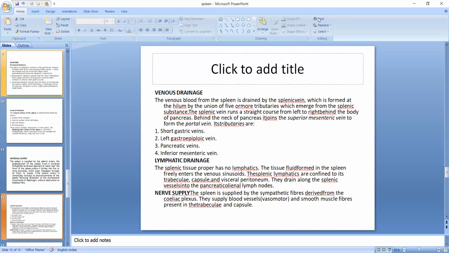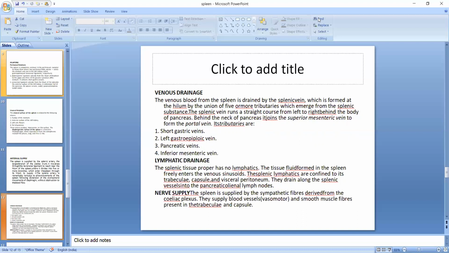The splenic vein runs a straight course from left to right behind the body of the pancreas. Behind the neck of the pancreas, it joins the superior mesenteric vein to form the portal vein, and its tributaries are the short gastric vein, left gastroepiploic vein, pancreatic vein, and inferior mesenteric vein.